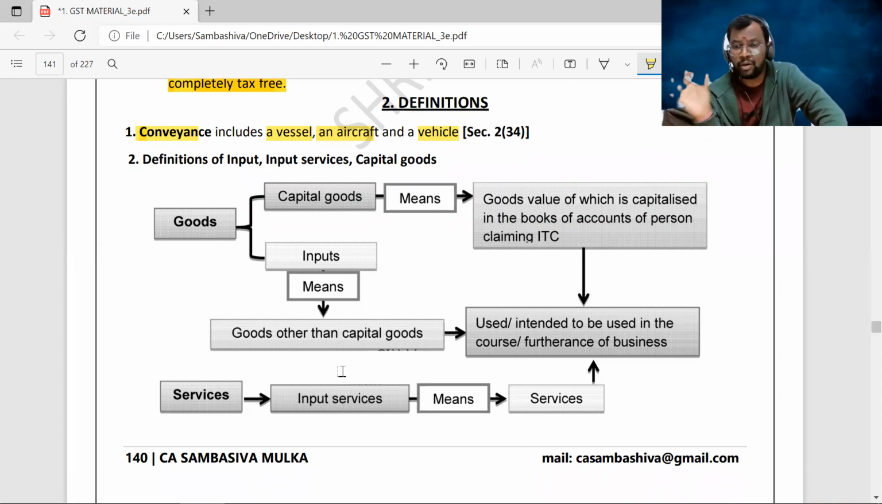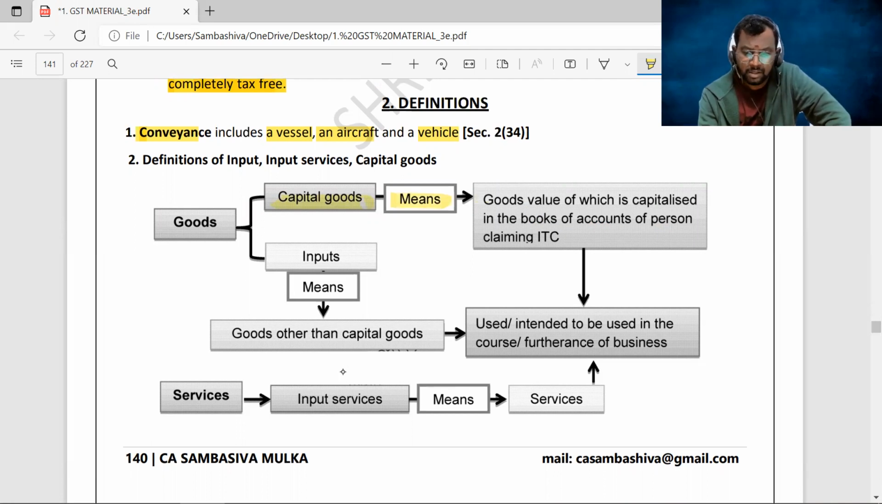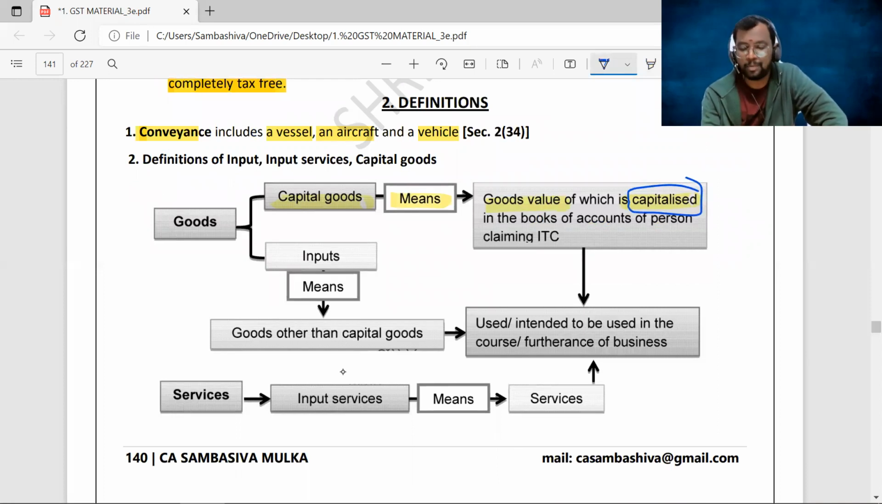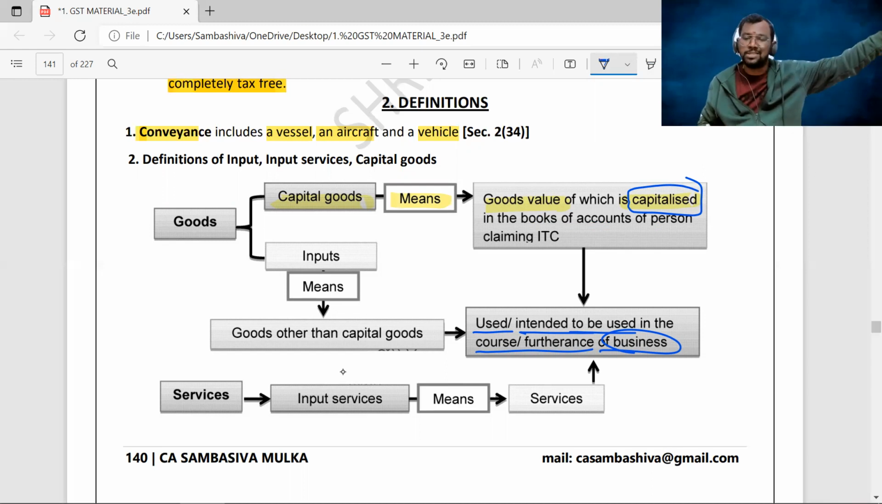So goods, we have two different types, capital goods and input goods. Look at the definition of capital goods. Capital goods means goods, the value of which is capitalized in the books of account of the person claiming input tax credit, which are used or intended to be used in the course or in furtherance of business. So whatever goods we purchase and its value is capitalized in our books of account, we purchase that goods for what purpose? For the purpose of using or intended to be used in our business.